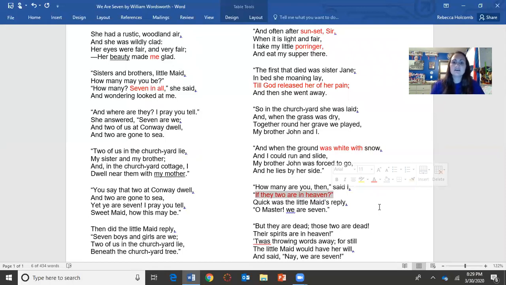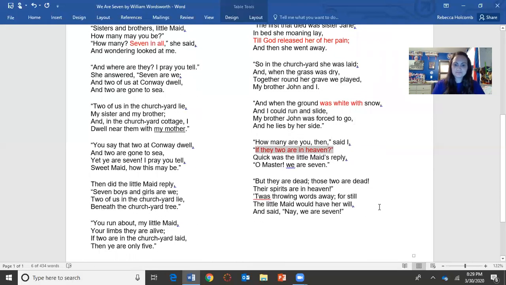And she obviously had that faith. If she could go on living and sing to them and know and have a happy life, even with her siblings that have passed away. So that was a great message.